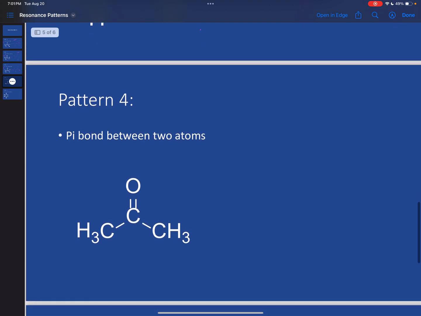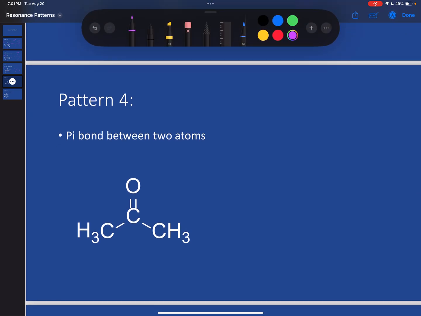The fourth pattern is do I have a pi bond? If you do, you're going to be able to draw a resonance structure. And that's because I'm allowed to break pi bonds. So in this case, I'm going to break the pi bond and give this oxygen a lone pair. We know that this oxygen should already have two lone pairs. So by drawing this resonance structure, I'm giving it a third lone pair.